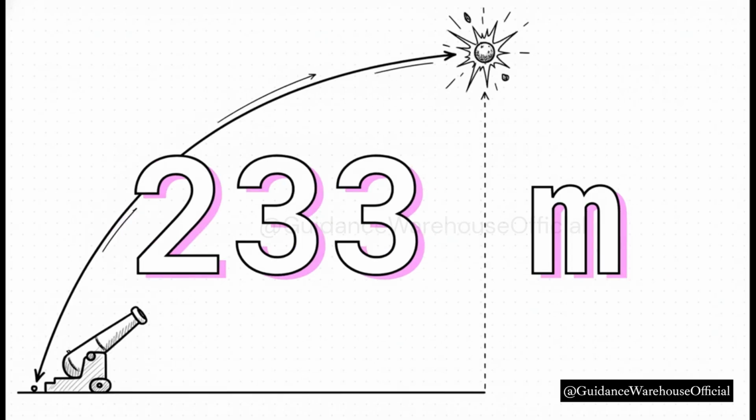We can take that time, that 6.90 seconds, and plug it right back into another vertical motion equation to solve for the height. And when we run the numbers, boom, there's our answer. The shell gets up to a maximum height of 233 meters right before it explodes. See? We kept the two worlds separate, used time to connect them, and it worked perfectly.